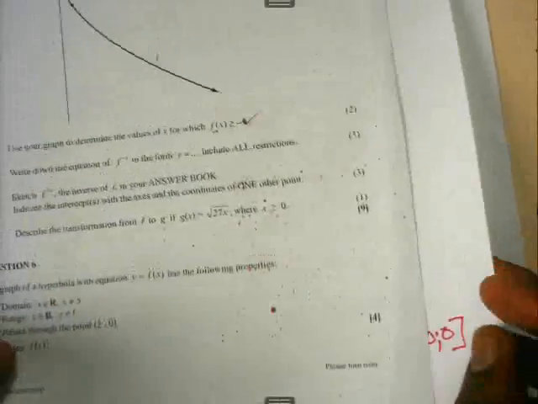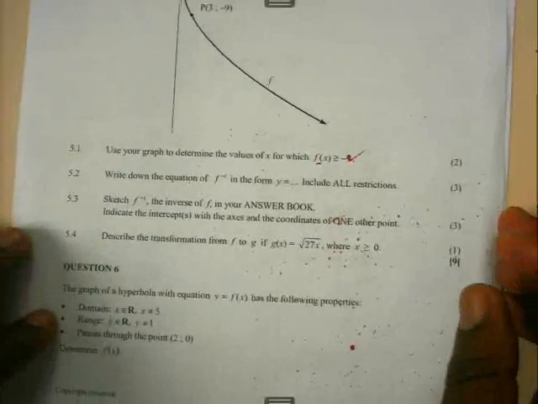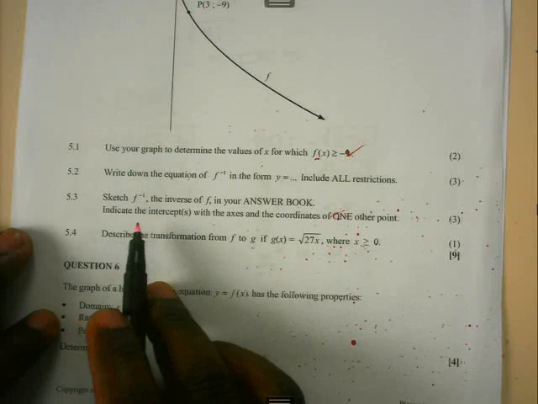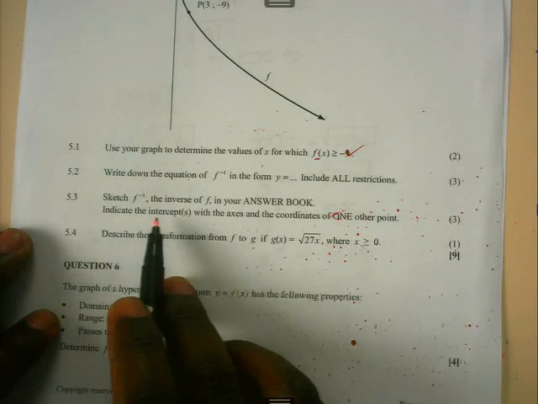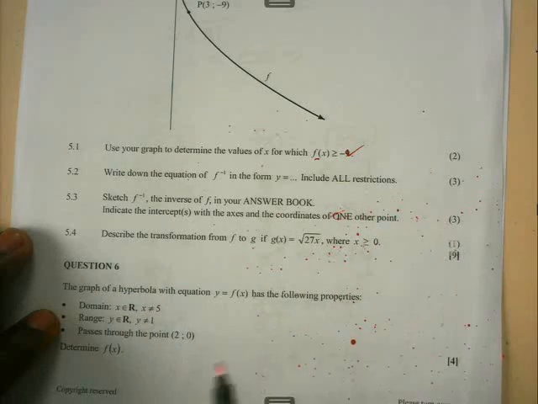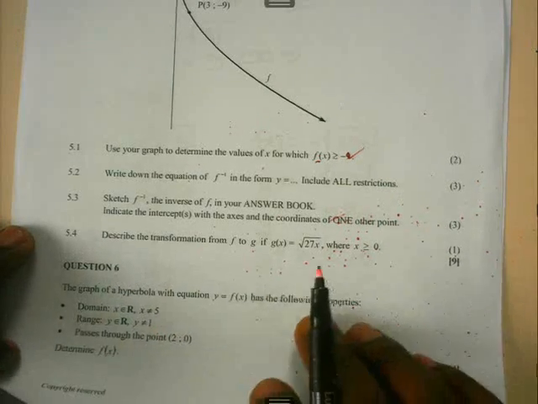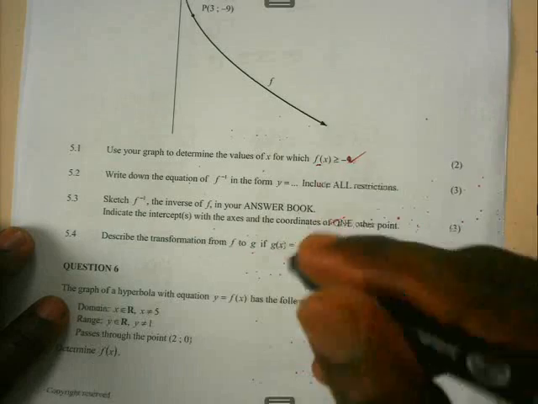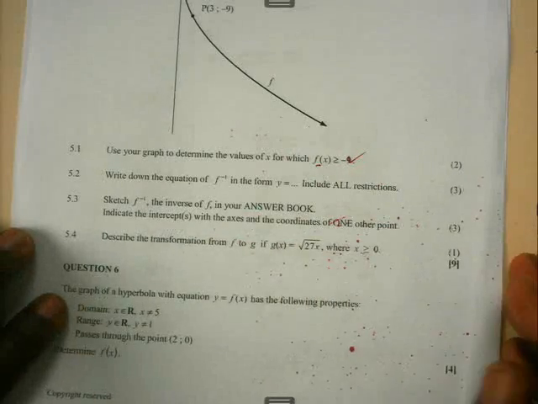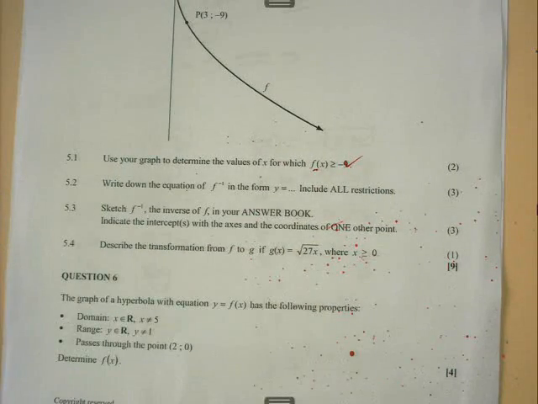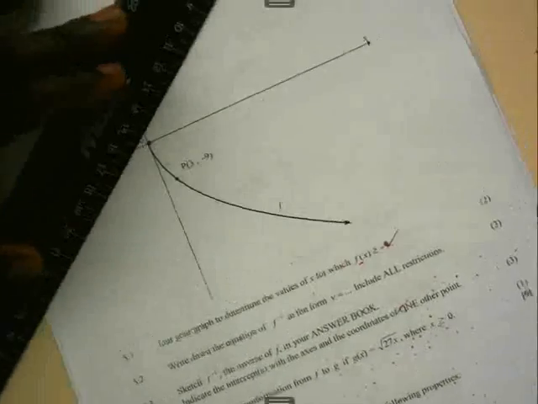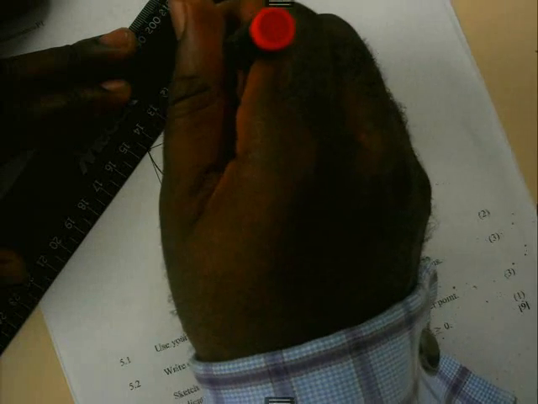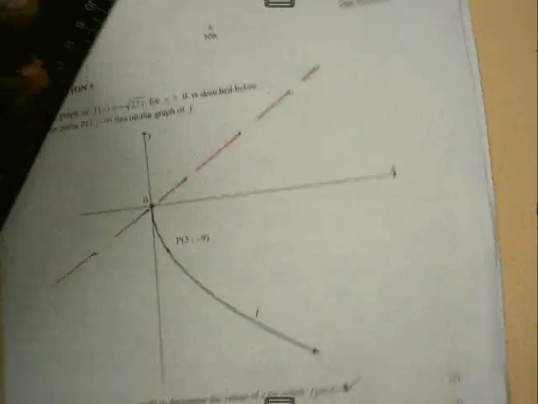Right. Now let's go on to 5.3. 5.3 now requests of us to sketch the inverse of the function in our answer book. What I think we can do here is to do this. On this, we can have our line defined by y equals x.